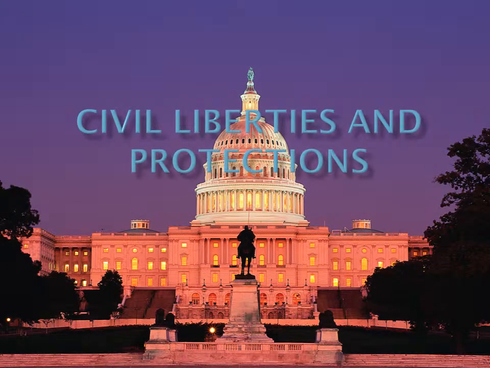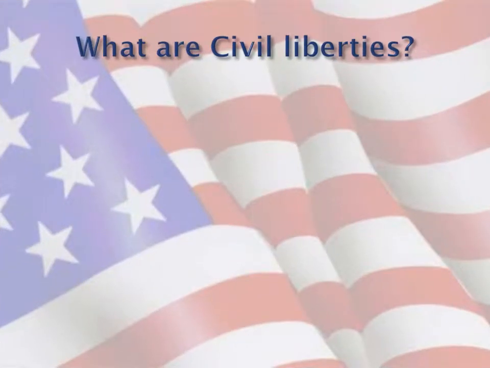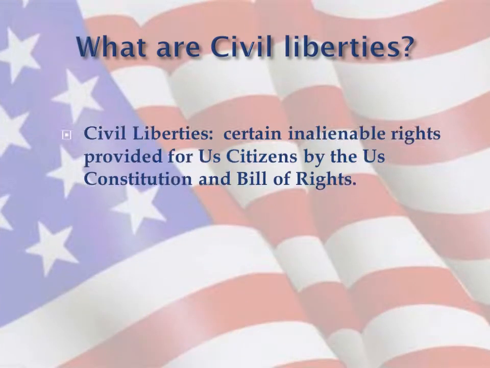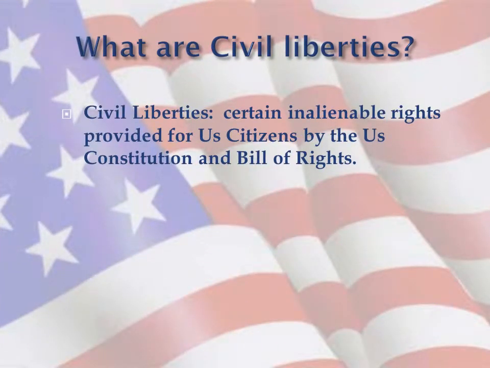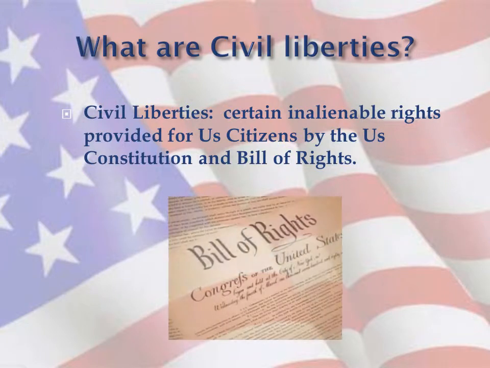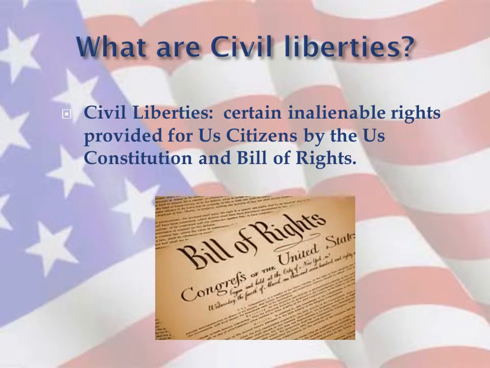Civil liberties and protections. Your civil liberties are defined as those inalienable rights provided by the Constitution and the Bill of Rights. What rights does this include? It includes freedom of speech, religion, assembly, the 14th Amendment, and the right to privacy. We'll get into more details on these in a moment.